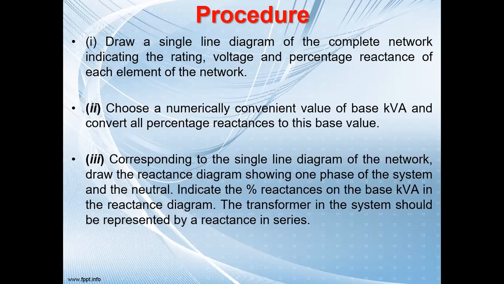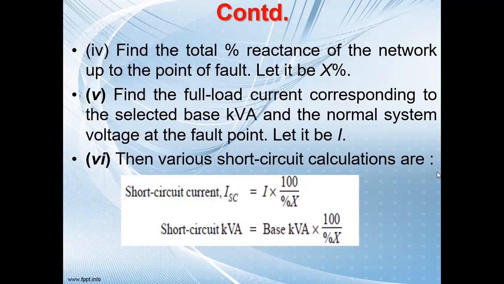The transformer in the system should be represented by a reactance in series, because the transformer obviously has some reactance value, so that reactance will be a series reactance. Next, find the total percentage reactance of the network up to the point of fault. Let it be X percent.